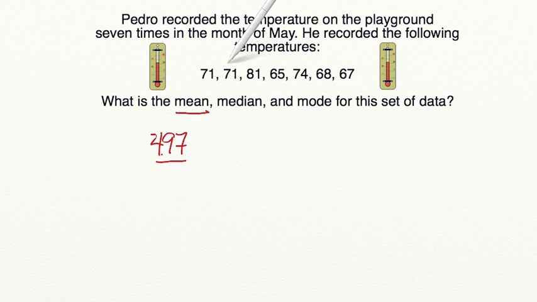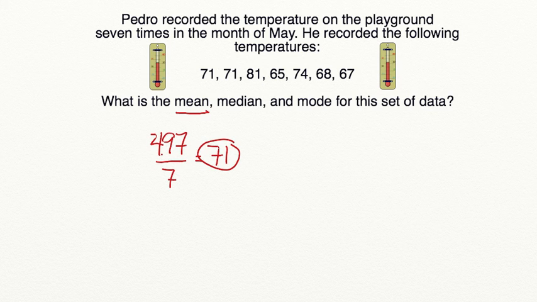So we have 1, 2, 3, 4, 5, 6, 7. So we're going to be dividing by 7. When we divide 497 by 7, we get 71. So that means that the mean is going to be 71 degrees.